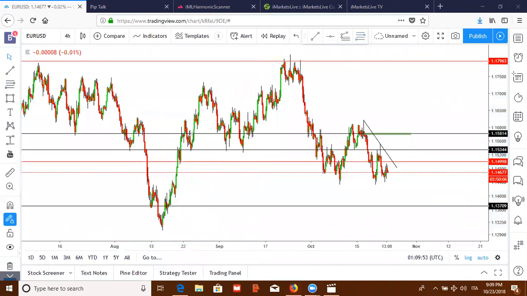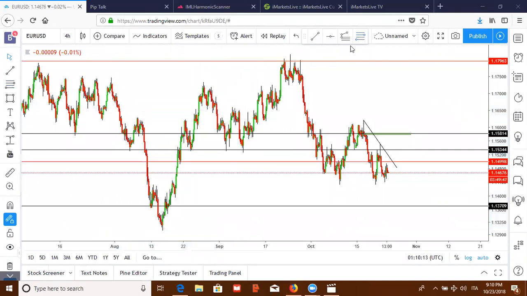So I have my X leg right here. I have my A leg right here. Level of support, level of resistance. I have an X leg right here. I have an A leg right here. Level of resistance, level of support. That's where everything starts, all right?